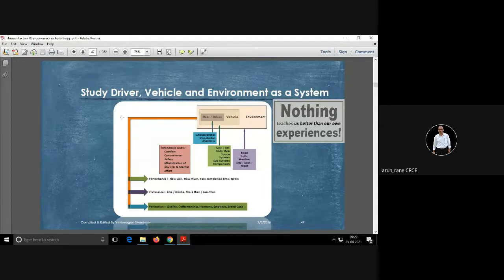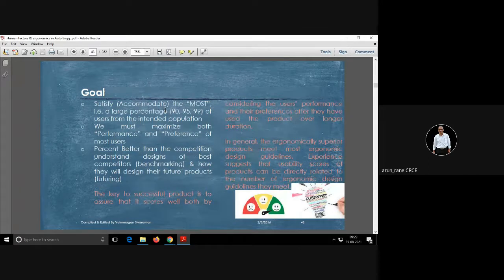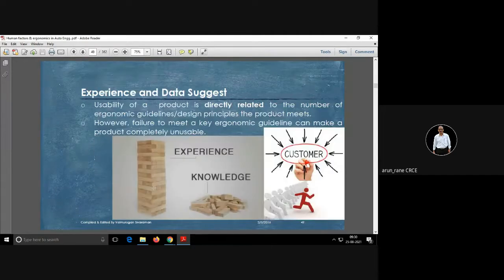If you talk about automobiles, then you have to study the driver, the vehicle, and the environment. Then what is the goal? The goal is to satisfy a large percentage of the people, like 95%, 99%. This is nothing but the confidence level: 90% confidence level, 95% confidence level, 99% confidence level. And it is not possible to achieve a 100% confidence level because there will be some errors, right?